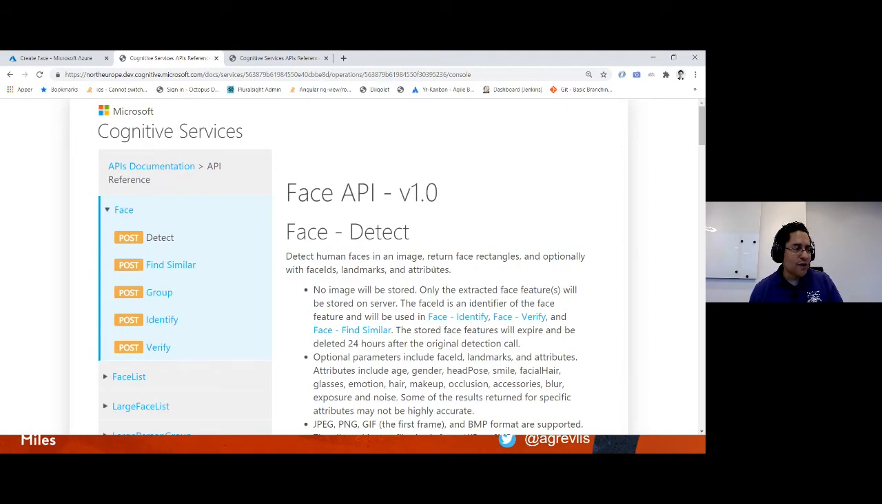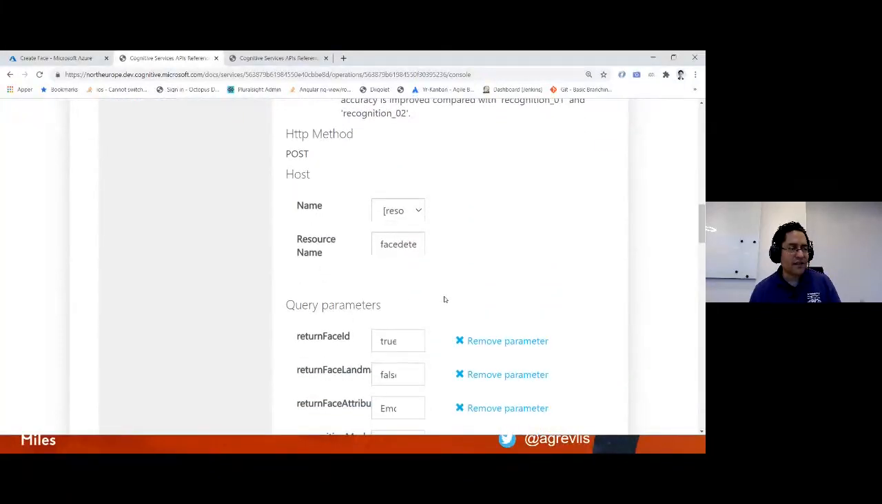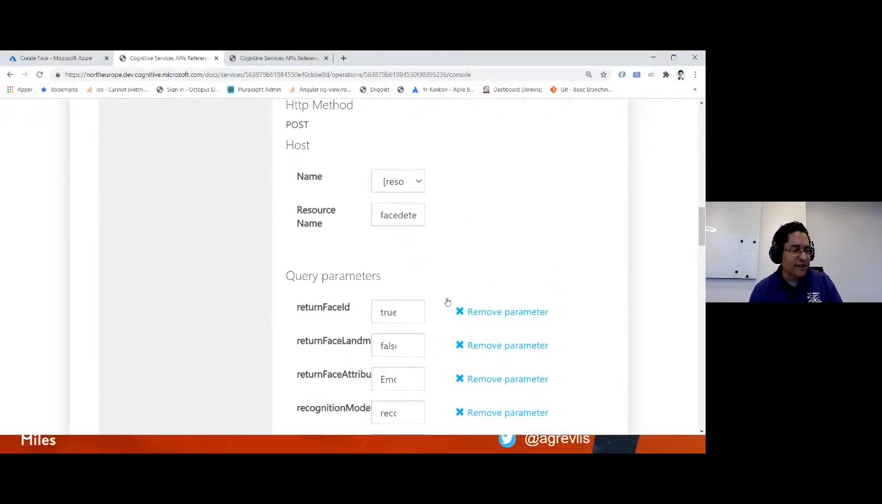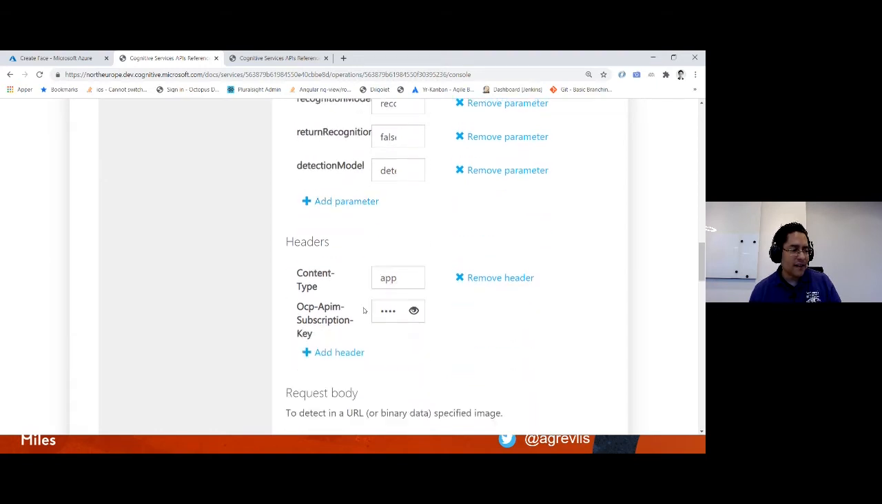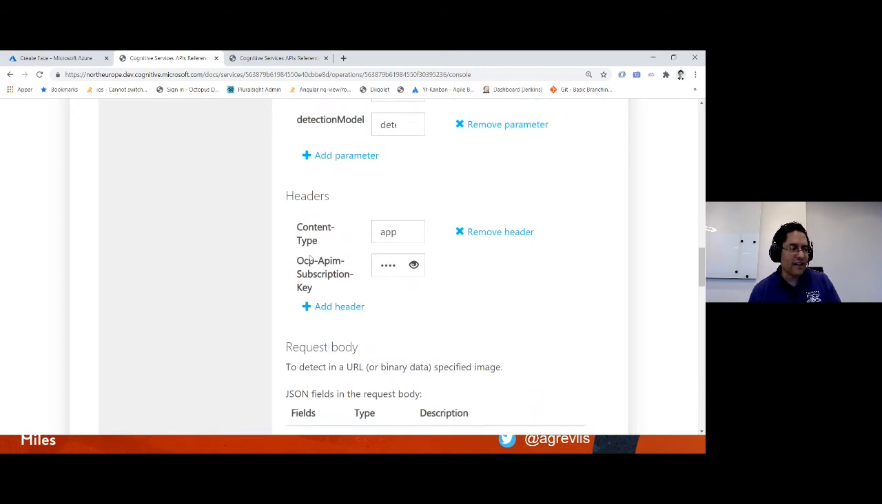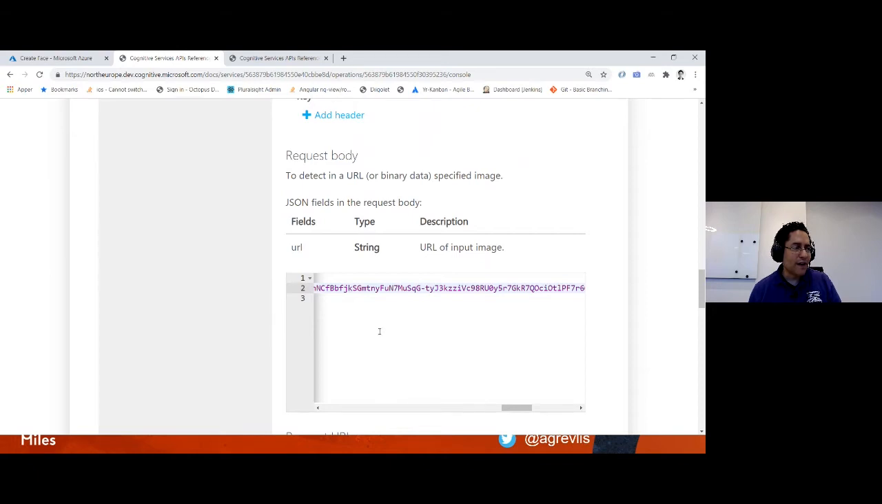In the test console, we define the resource that we want to use. Then, in order to get these emotion ratings back, we need to provide the return face attributes, which is emotions, and then our subscription key. After that, we can provide an URL to an image. So I have a couple of images. Let me switch quickly over to that.